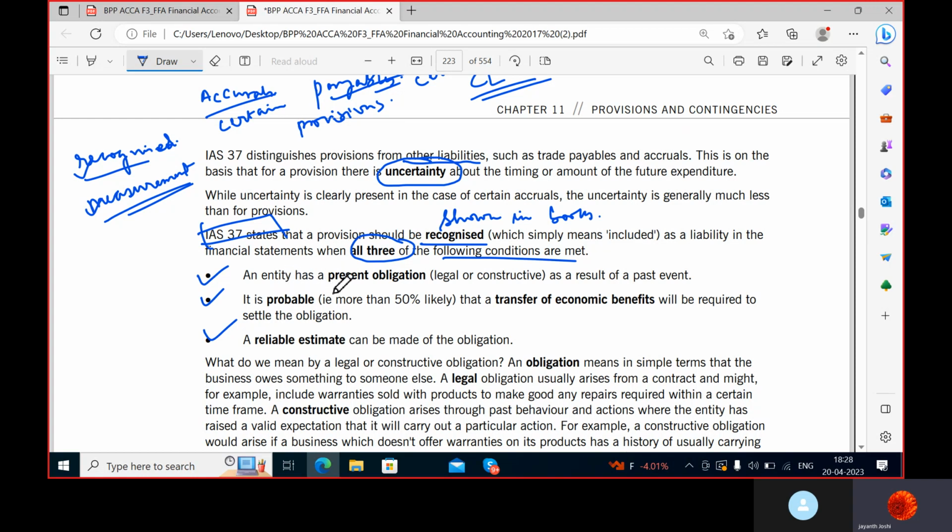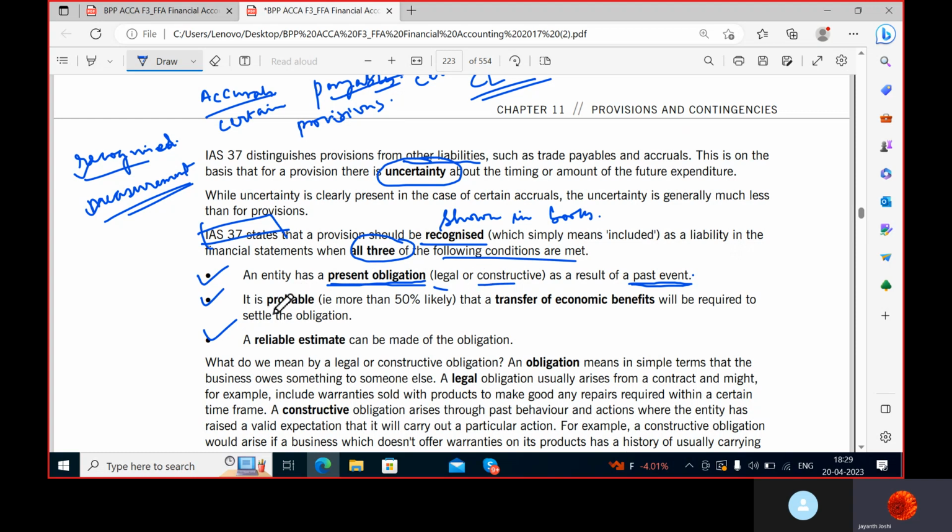An entity has a present obligation. Present obligation means right now, the company has an obligation. That obligation can be a legal obligation or a constructive obligation as a result of a past event. As a result of a past event, in the past something has happened because of which the company is now liable to pay a certain amount.